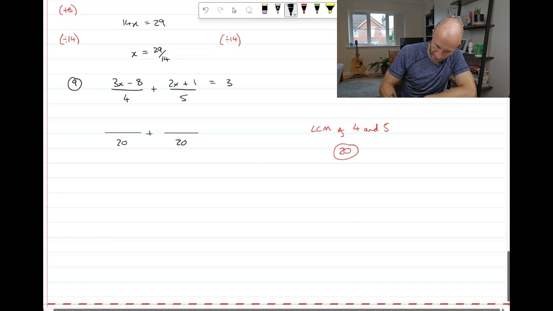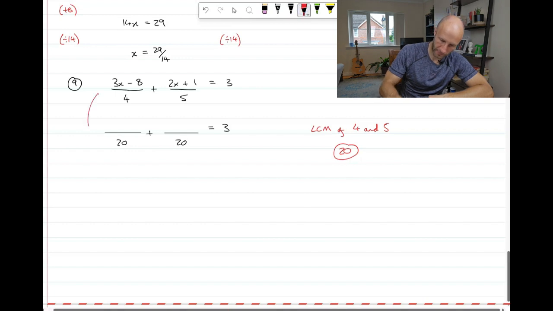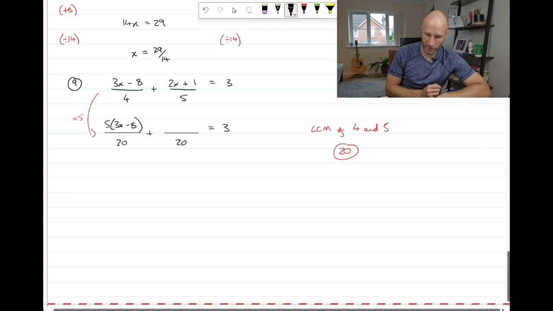And I'm not going to do anything with the right yet because I'm just manipulating the left into the form that I want. What have I done to the bottom? Times by 5. So I'm going to do the same to the top, times it by 5. It's got two parts, so it goes in a bracket. What did I do to the bottom? Times by 4. So I'm going to do the same to the top, times both bits by 4.